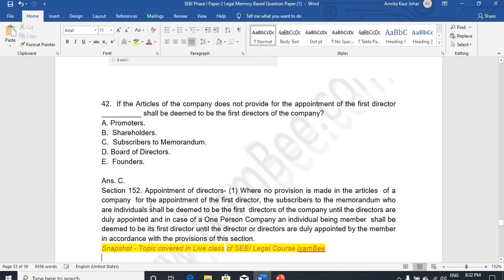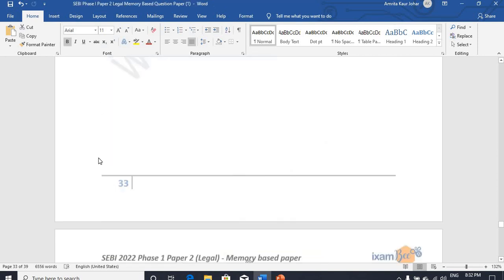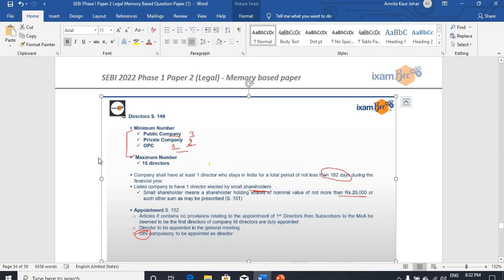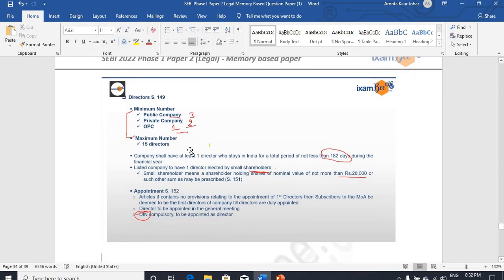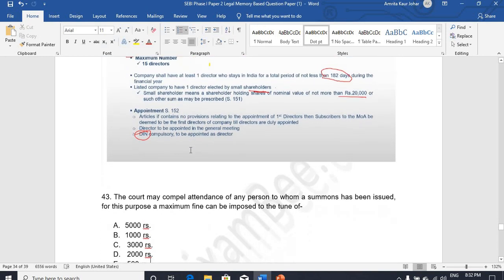Section 152 of the Companies Act covers it, that appointment of directors. This topic is covered under that, and from that, if you interpret, the correct answer will be subscriber to the memorandum. If subscriber to the memorandum was not there in the option, then the correct option would have been promoters. Many students got confused in these options in this particular question. This was also covered with very good explanation in the live class discussion at ixamBee.